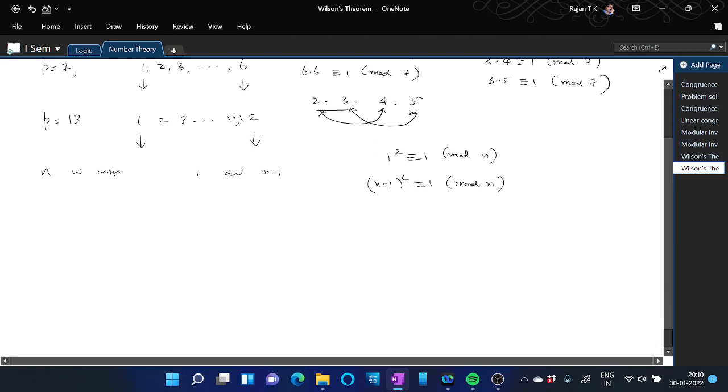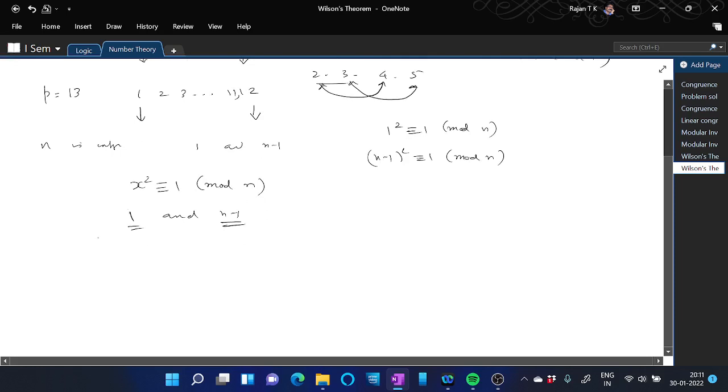So in general, for any integer n, the congruence relation x square congruent to 1 mod n has at least two solutions. One is 1 and the other one is n minus 1. They are self-invertible. So x square congruent to 1 mod n has the solutions 1 and n minus 1.